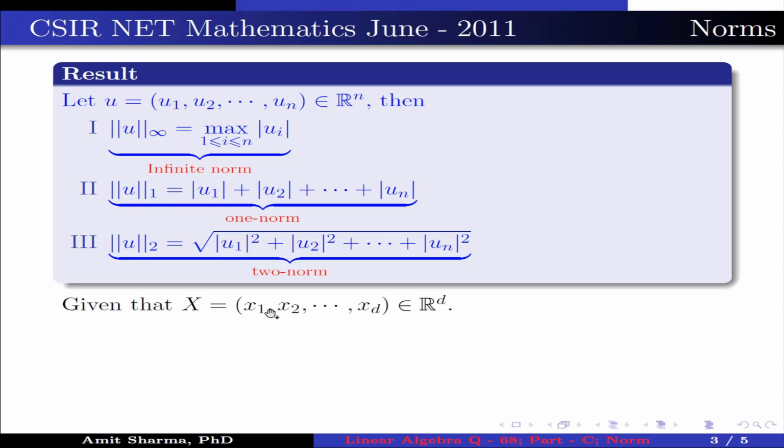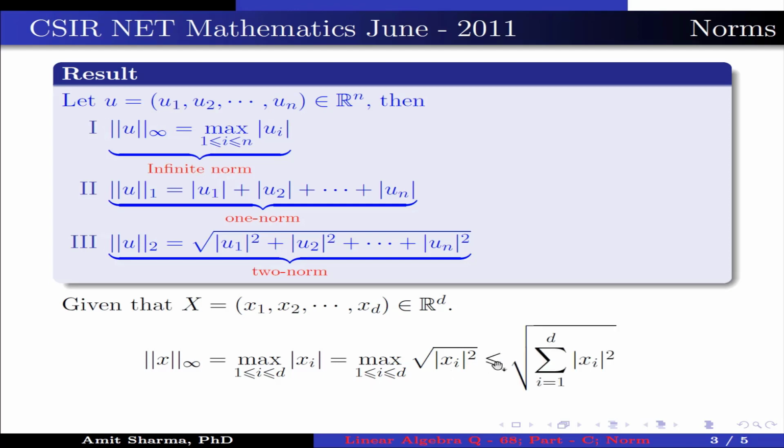Now given that x = (x1, x2, up to xd) belongs to R to the power d. We know that infinity norm of x is the maximum of |xi|, 1 less than or equal to i less than or equal to d, which is further written as the maximum of square root of |xi| square, which is less than or equal to square root of summation i varies from 1 to d of |xi| square, which is equal to 2-norm x. This implies infinity norm x is less than or equal to 2-norm x.